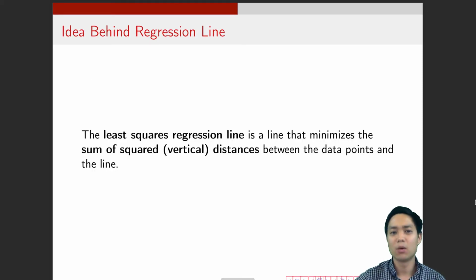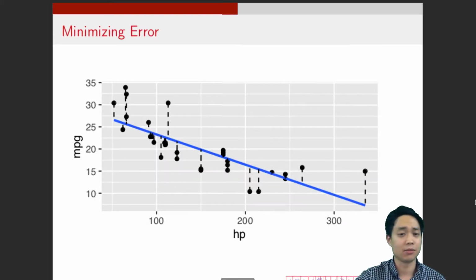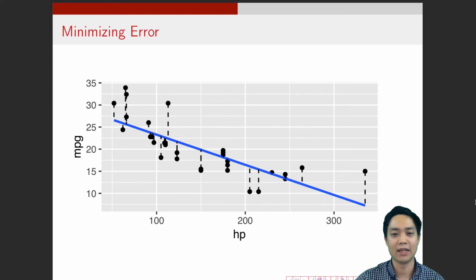To do that, we're going to use something called the least squares regression line. This is the line that minimizes the sum of squared vertical distances between the data points and the line. To show a graph of what that looks like, this blue line is a prospective line that we might have for this best fit line. And these dashed lines are the vertical distances of all the data points to that line. We can square all of these distances and add them up, and that's our sum of squared errors, our sum of squared residuals. That's our error, and we want to try to minimize that value.